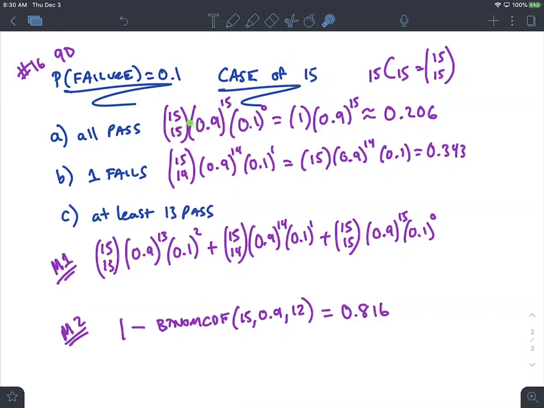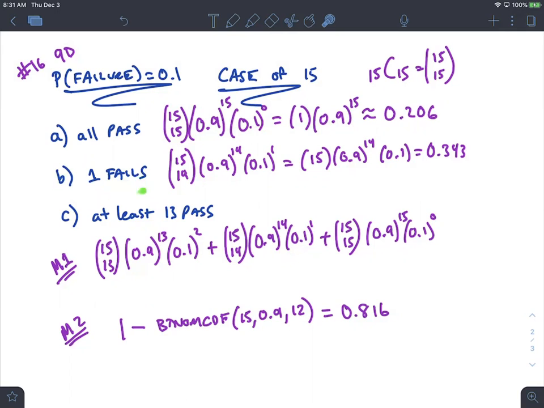And then if a failure rate is 0.1, then our success rate is 0.9, and we want all 15 to pass. And then 0.1 to the 0, you don't even really have to write that, but I just want to show where all the parts go. 15 choose 15 is just 1. You can use your calculator for that, or you can just think about Pascal's triangle. And then times 0.9 to the 15th to 3 sig figs is 0.206.